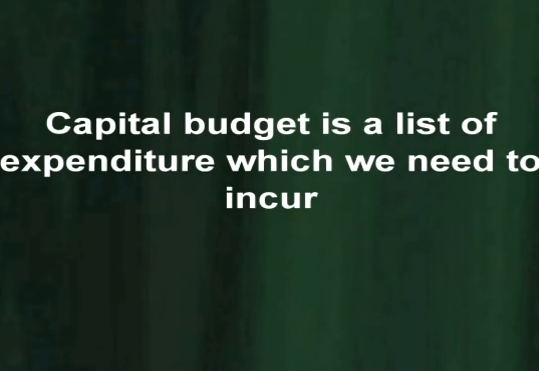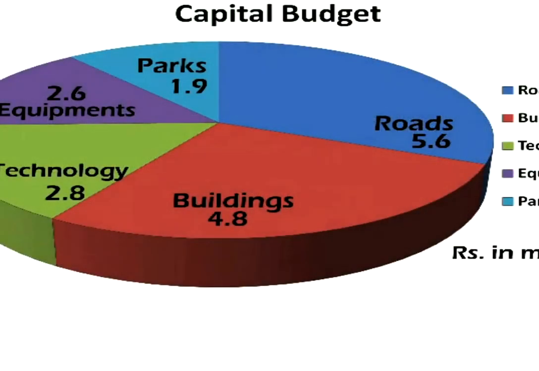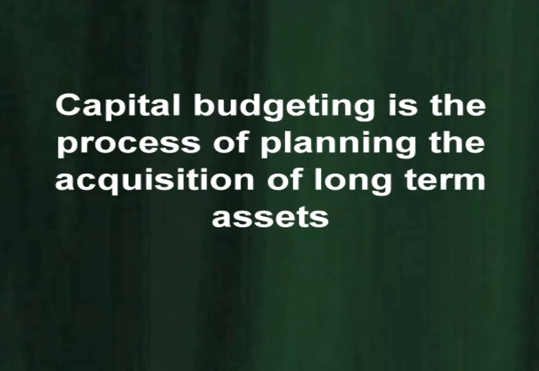Now, what is capital budget? It's a list of expenditure which we need to incur. Under capital plans, we allocate the expenditure towards the various fixed assets. Now, we will learn what is the meaning of capital budgeting. It is the process of planning the acquisition of long-term assets. Let us learn the definition in detail.